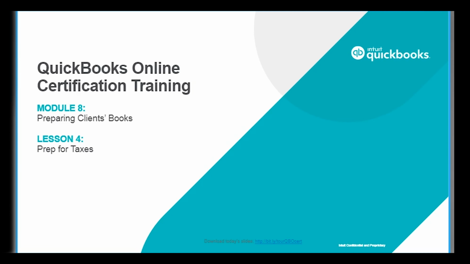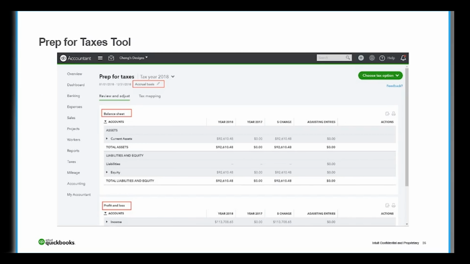Module 8, Lesson 4 in the Pro Advisor training, preparing the client's books to prep for tax season. Okay. All right, Prep for Taxes tool. This is only found, again, in the Accountant's Edition. If you go to the Toolbox at the very top and click on Prep for Taxes, what our team has done, they have put the balance sheet and the profit and loss all on one screen for you. Right in one place where you need to do the work for tax time.